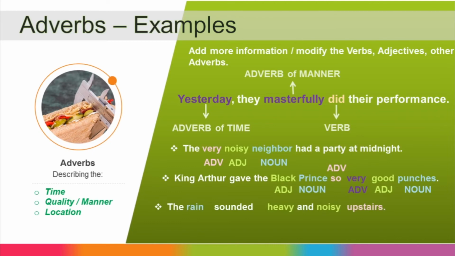The rain sounded heavy and noisy upstairs. The rain here is the noun that is being modified by two adjectives, heavy and noisy. And the word upstairs here is an adverb that actually tells us the location of where all of this, this whole action, this whole sentence is happening. So the adverb here is showing us the location.